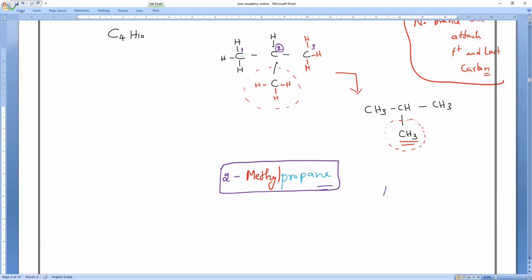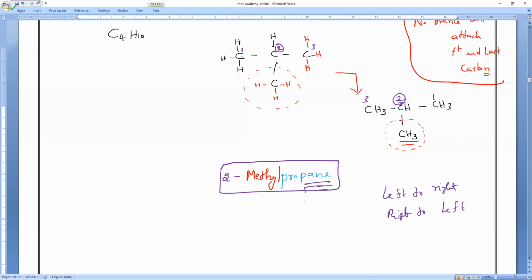2-methyl propane. If I go left to right or right to left, always keep it in mind, the branched chain should get the lowest possible number. If I go left to right or right to left, the second carbon has the branched chain. What is the number of the branched chain? Two only.